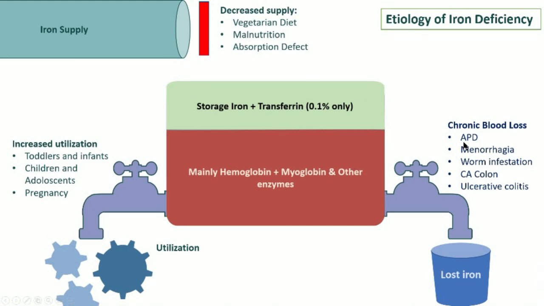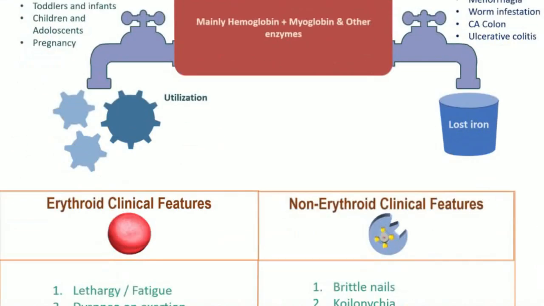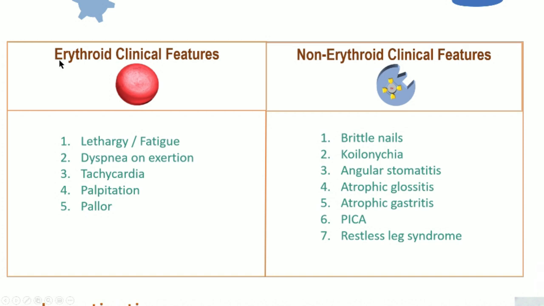In chronic blood loss, for example APD, acid peptic disease, or menorrhagia in women, or worm infestation, or CA colon, or ulcerative colitis, these are the common causes of chronic blood loss which may lead to iron deficiency anemia. Then there could be increased utilization, for example in toddlers and infants, and in children and adolescents, because they are in growing age. And then in pregnancy, there would be increased utilization, which would be a risk factor for development of iron deficiency anemia.